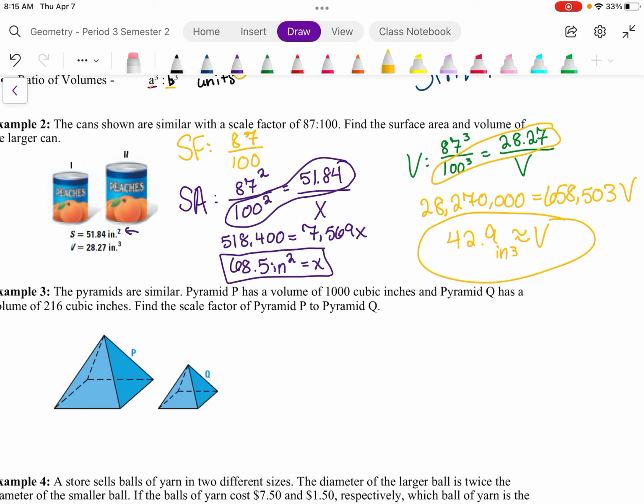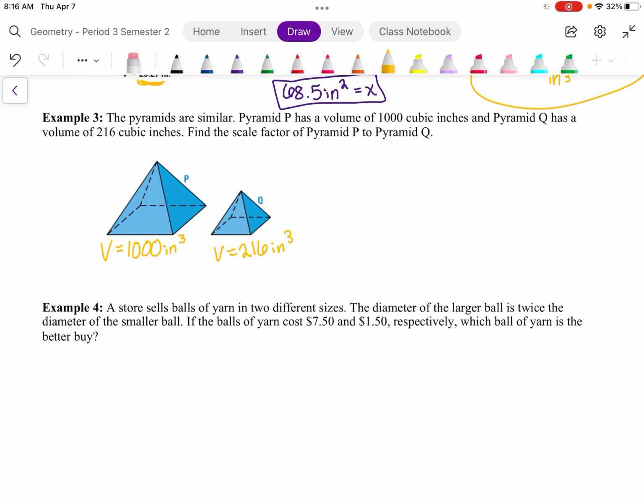So let's look at example 3. The pyramids are similar. Pyramid P has a volume of 1,000 cubic inches. So I'm just going to write that down so I know. And Pyramid Q has a volume of 216 cubic inches. They want us to find the scale factor of pyramid P to pyramid Q. So remember that when we're going to, the second one goes on top. So we're going to put Q over P.